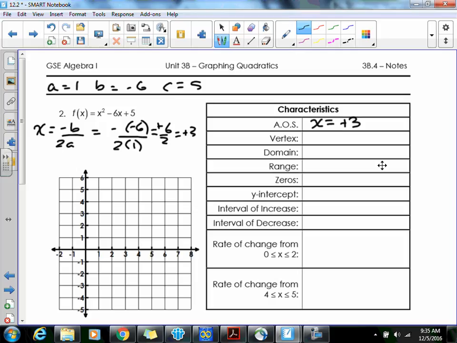So now, if I know the axis of symmetry is 3, what does that also tell me? The x is 3. Be more specific. Not the x-intercept. What about the vertex? It's the x coordinate of the vertex. Very important, you might need to write that down. This is also the x coordinate of the vertex.